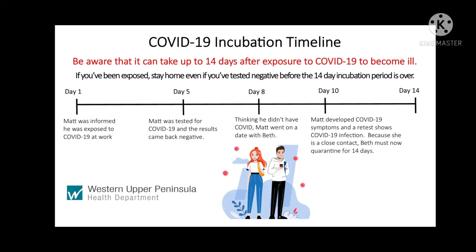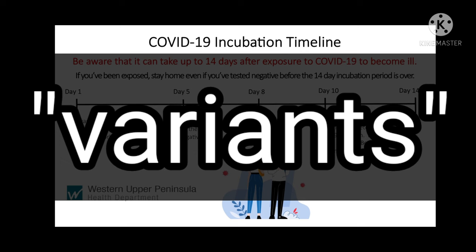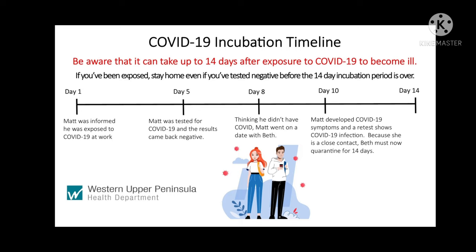When researchers set out to learn the incubation period for the original strain of the coronavirus, we're also very much knowledgeable about the viruses that are constantly changing, which sometimes leads to new strains called variants. And as of this time, we have Delta and Omicron variants of COVID-19.